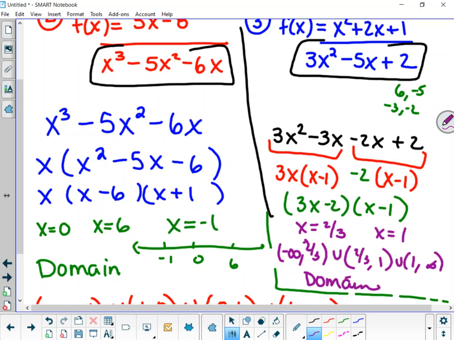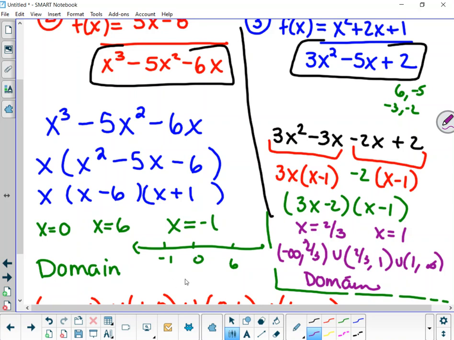Once again, the domain helps us get focused on how many pieces our graph is going to have. And then once we figure that out, we'll figure out what the breaks are between the pieces, whether the 2/3 is going to be a vertical asymptote or a hole, whether the 1 is going to be a vertical asymptote or a hole, and then filling in the graph around that. Okay. We will need x-intercepts.